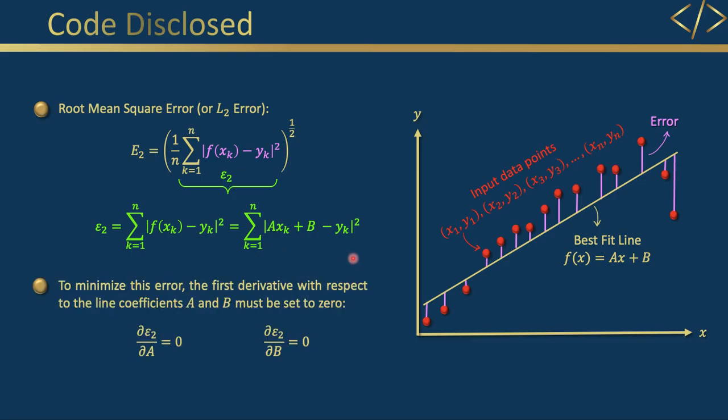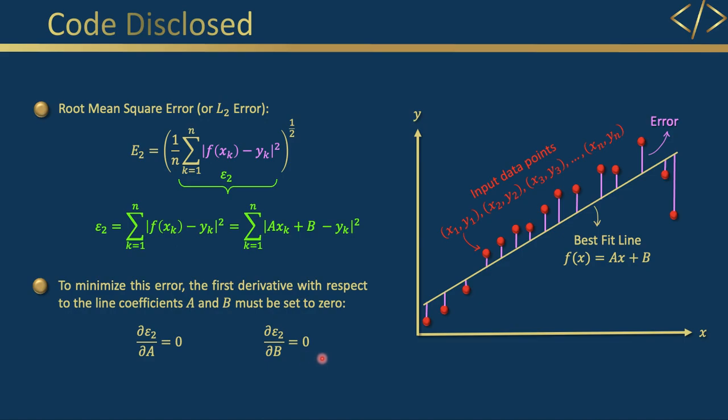Now, the idea here is to minimize. From calculus, we know that if we want to optimize something, we need to take the derivative of it and set it to 0. So to minimize this error and get the optimized A and B, I need to take the derivative of epsilon 2 with respect to A and set it to 0, and then take the derivative of epsilon 2 with respect to B and set it to 0.